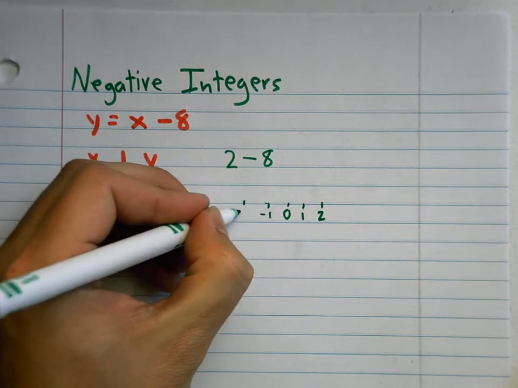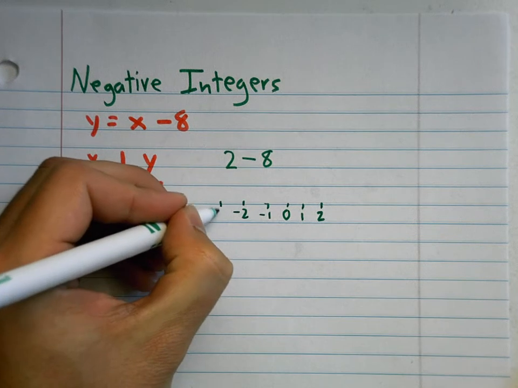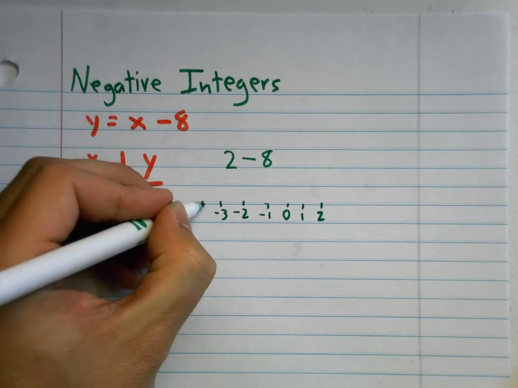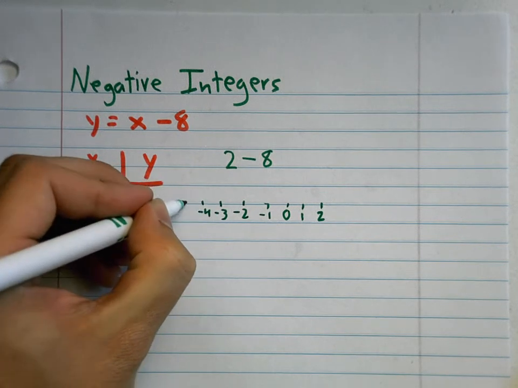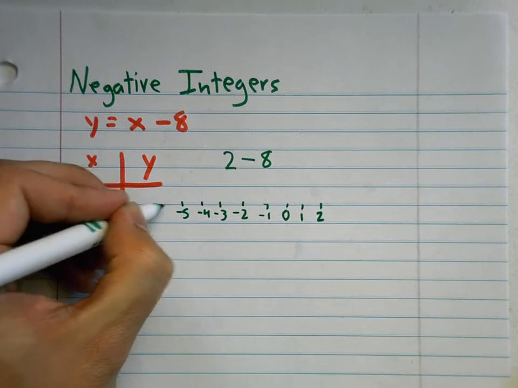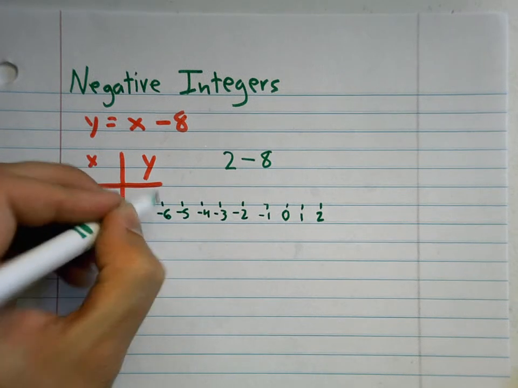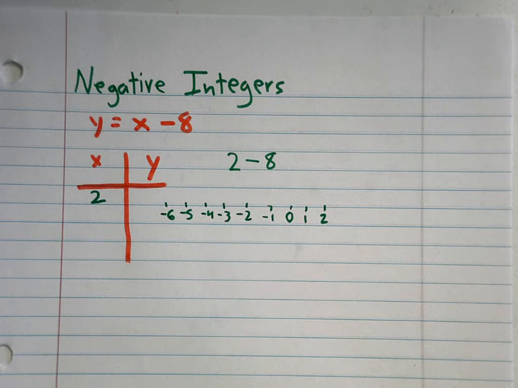-1. -2. -3. -4, -5, -6. Okay, you might think, why did you stop there? Well, I'll show you.